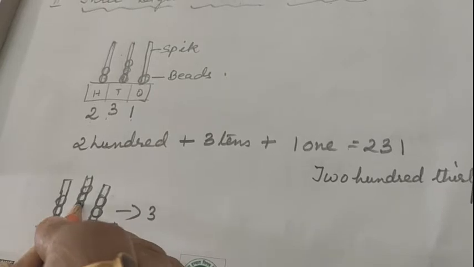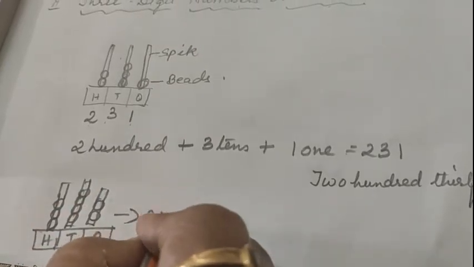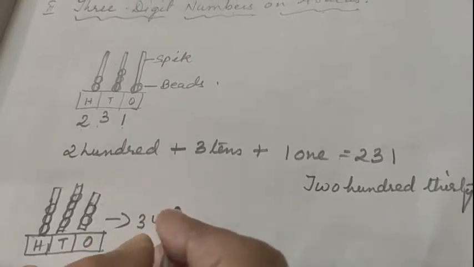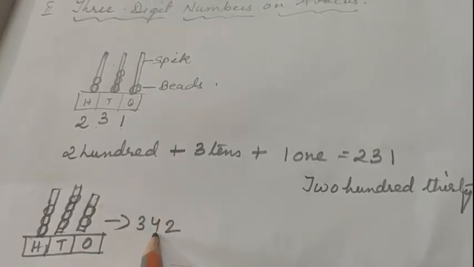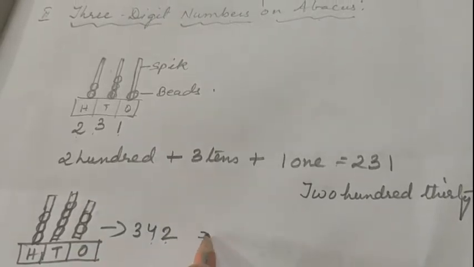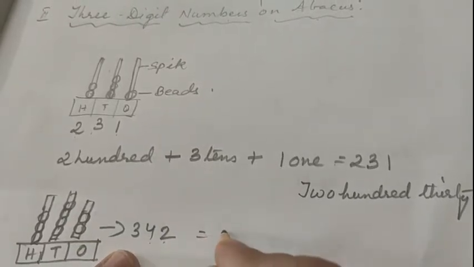Tens position: 1, 2, 3, 4. So 4 is there. And ones position: 2 are there. So what is the number we will read? We will read 342. So you have to write it in expanded way. This can also be written in expanded way.